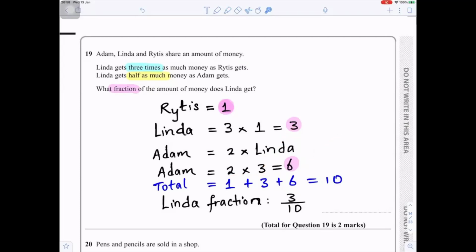Now you add them all to get the total. Righties gets 1. Linda gets 3 times that, which is 3. And Adam gets 2 times Linda. 2 times 3 is 6. So we add 1 plus 3 plus 6. That gives you 10. So Linda's fraction is what Linda gets divided by the total. Fraction is part divided by whole. What's the part for Linda? It is 3. The whole, the total, is 10. So that gives you the fraction.